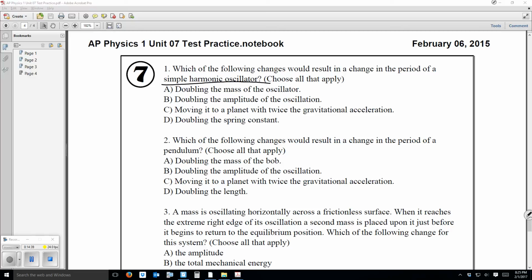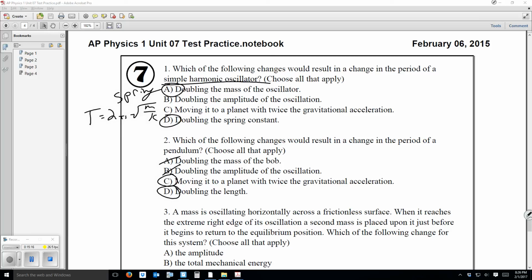So if we're going to change the period, we said from that equation, T equals 2 pi square root of m over k, so really anything that's going to change the mass or change the spring constant. So A and D for that one. Doubling the amplitude: amplitude doesn't affect the period of either of them. And moving to a planet with twice the gravitational acceleration would affect our pendulum only. For the pendulum, mass does not matter, amplitude does not matter. New planet and length are the two things that affect our pendulum.